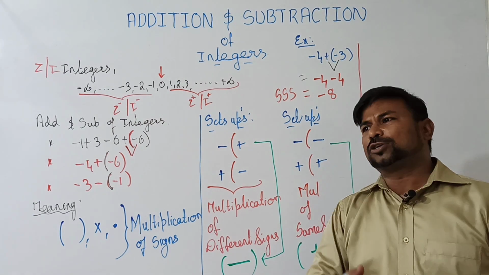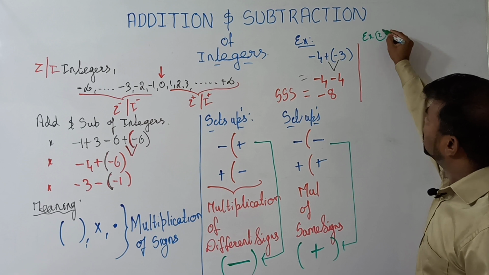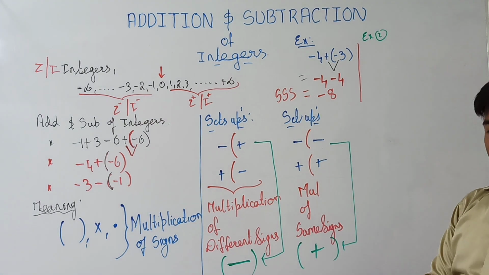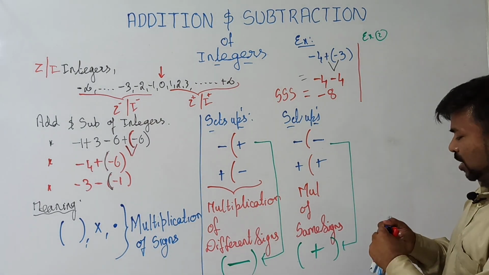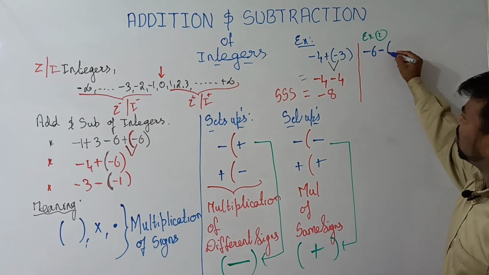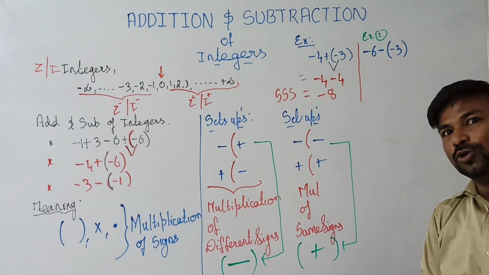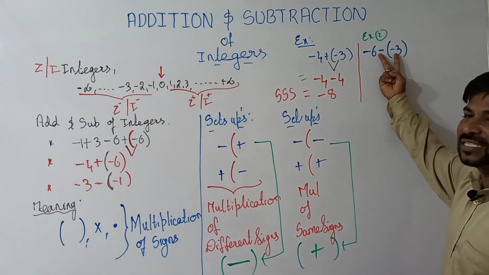Okay, now let's come back to one more sum now. Let us go for one more example here. Let us use one more sum for you now. So what I'm doing, so minus 6 minus of minus 3. See here, both the signs.